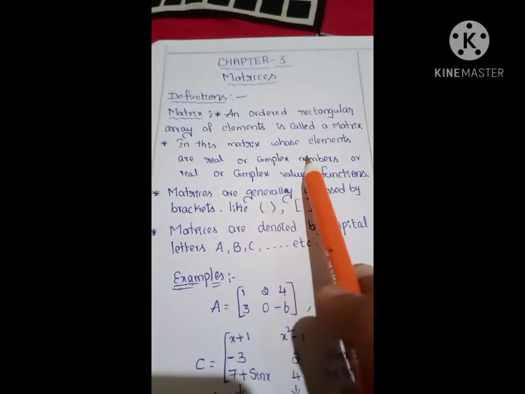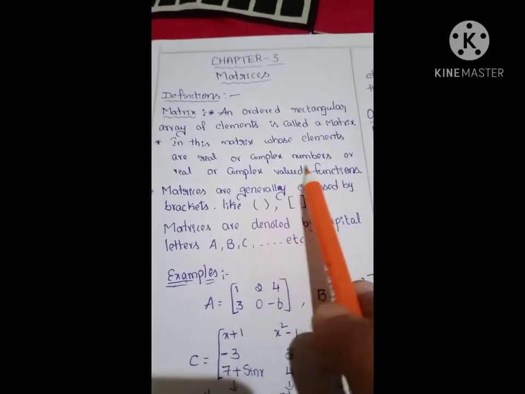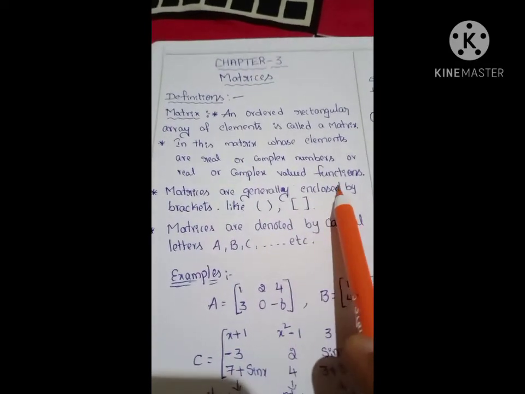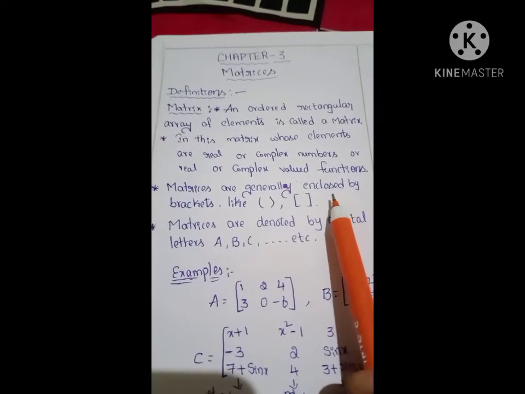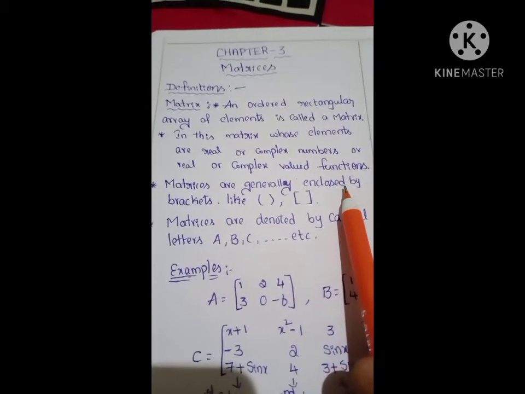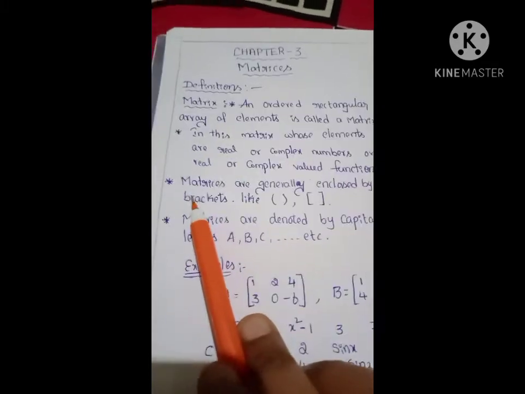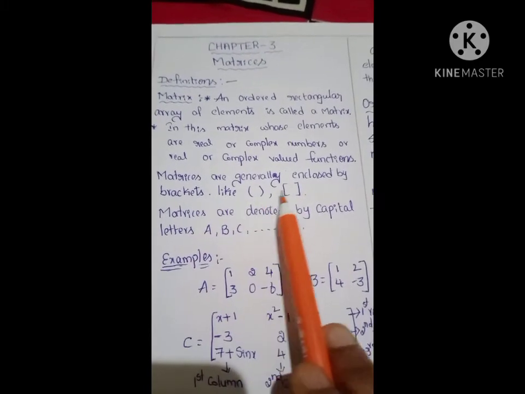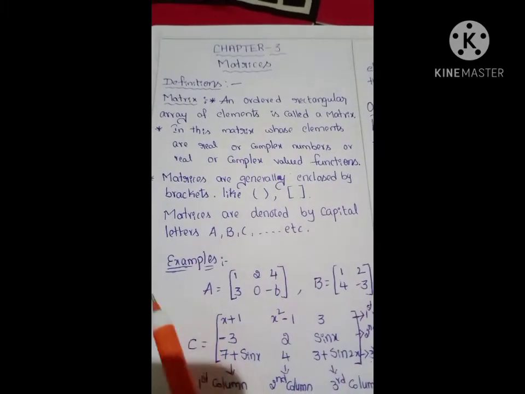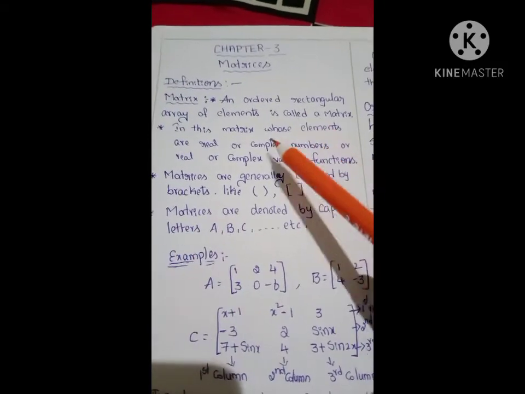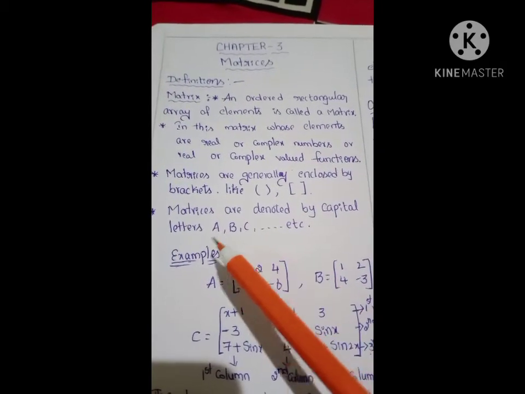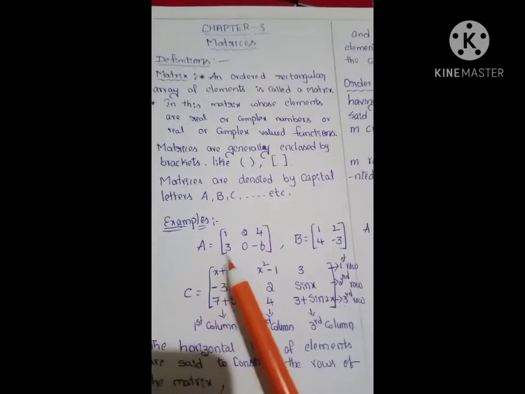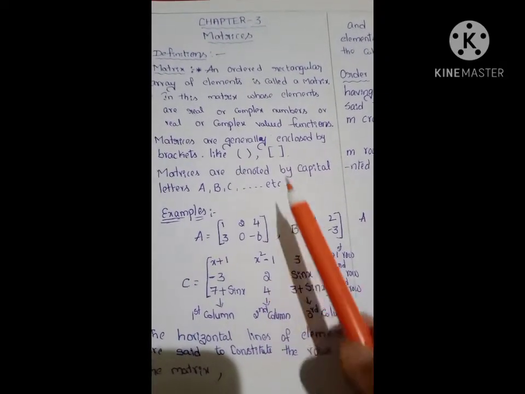In this matrix, the elements are real or complex numbers, or real or complex valued functions, like 1, 2, 3, or small letters a, b, c, d, and so on. Matrices are generally enclosed by brackets like this one, open and close brackets. These matrices are denoted by capital letters A, B, C, and so on. Here are some examples of matrices.